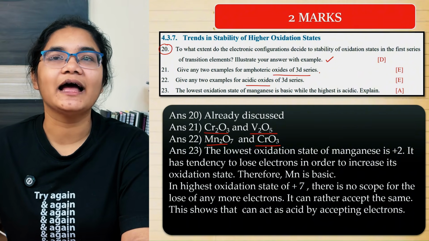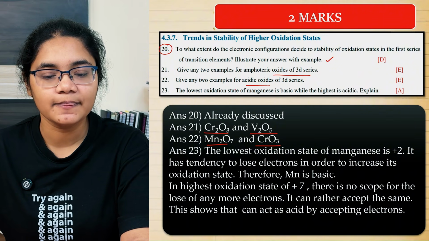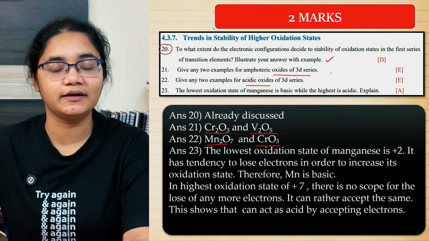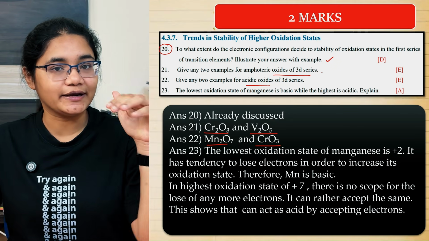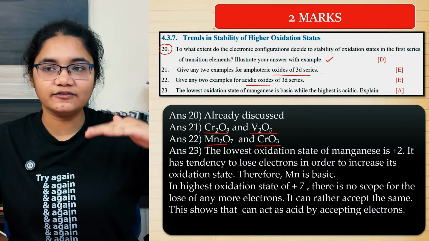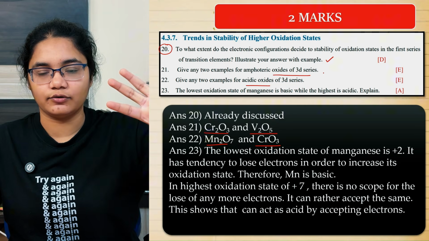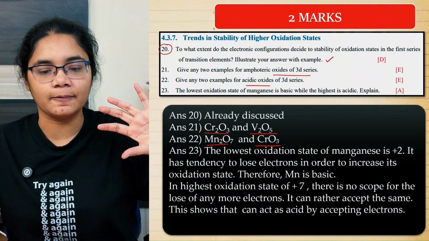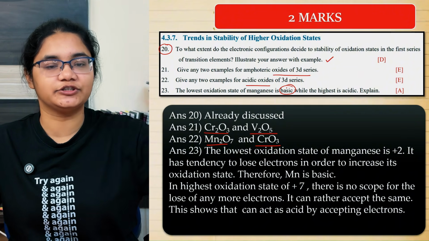This is also, I can say, a common sense question. Now, if you see the lowest oxidation state, if the oxidation state is lower, that means it has electrons. Now its oxidation state can increase, it can lose electrons, right? Now if something is losing electrons, then it will behave as a base, right? Base is donation of electrons.